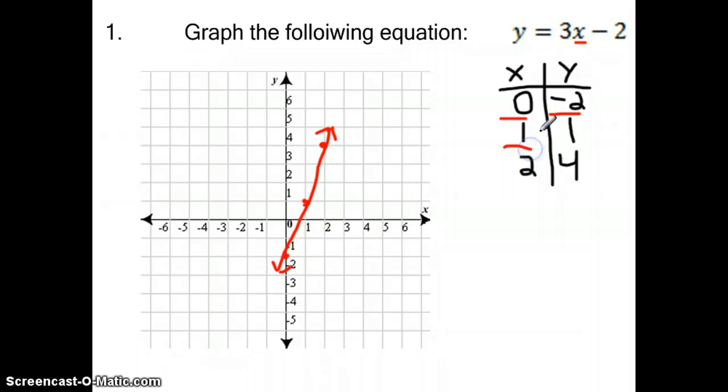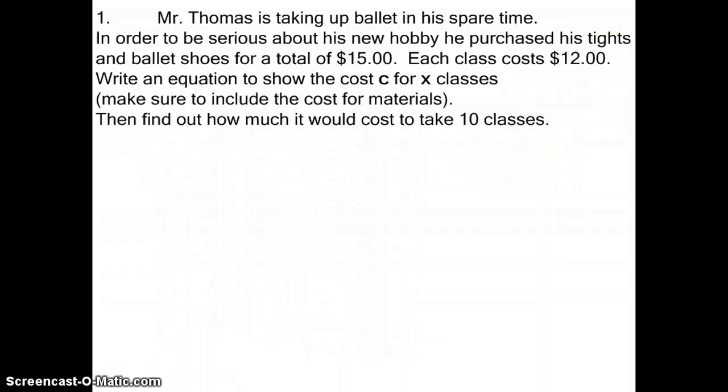And then I plugged in a 1 for x, and I got a 1 for y. So our point (1, 1) here is on the graph. And then for our last point, we plug a 2 in for x, and we get a 4 for y. So I plugged in (2, 4). And that's just another way you can do this. Either way is fine.